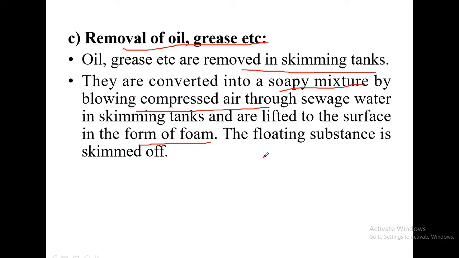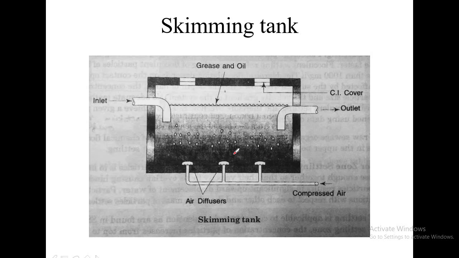Let us see exactly how it is done. In the skimming tank, this is the sewage water containing oil and grease, and now a little soap is added here and this water is made soapy, and then compressed air is blown inside. Because of the action of oil, grease, water, compressed air and also soap, froth is formed and lifted to the surface containing oil and grease. From the surface it can be easily skimmed off. That is how you can separate oil and grease from sewage water.